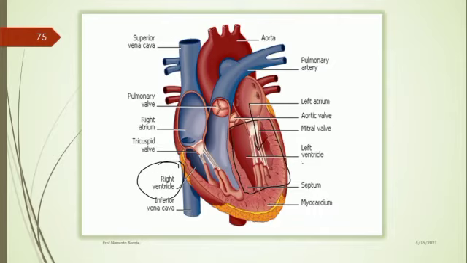The left ventricle receives the oxygenated blood from the left atrium. The systemic aorta, you can see here, originates from the left ventricle. It arises from the left ventricle and passes oxygenated blood to all parts of the body.